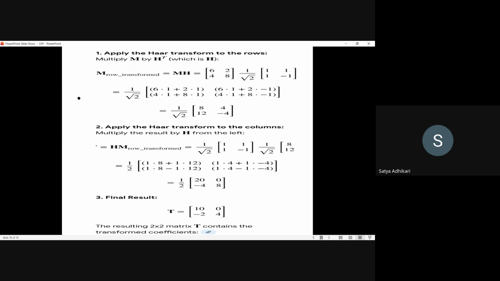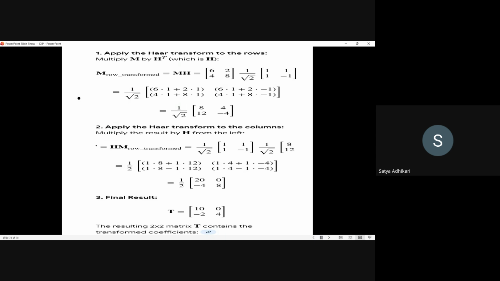So 1 by root 2, H is given as 1 1 1 minus 1, and the new matrix is 1 by root 2 times 8 12 4 minus 4. So 1 by root 2 into 1 by root 2 forms 1 by 2. So 8 into 1 plus 1 into 12. Similarly, 1 into 4, 1 into minus 4, 1 into 8, and 1 into minus 12, so the minus sign is there. So you will get 1 by 2 times: 8 plus 12, 20; 4 minus 4, 0, the first row.